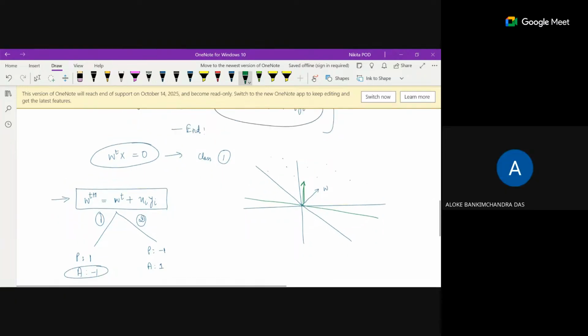Just one question, madam. You told in the beginning that W transpose X greater than or equal to 0 is basically plus 1, class 1, yes.